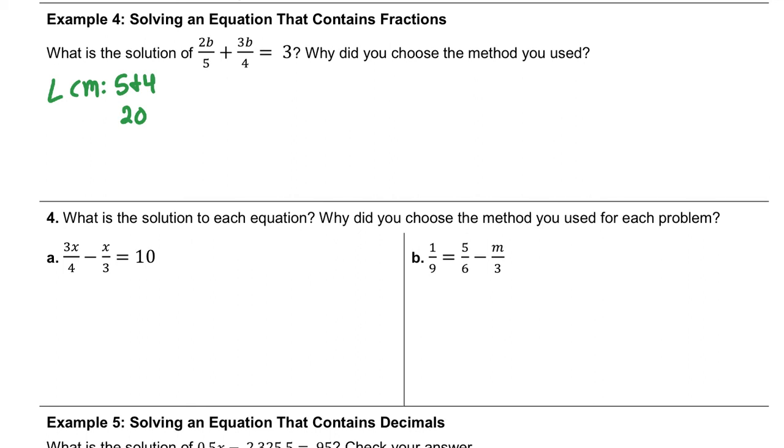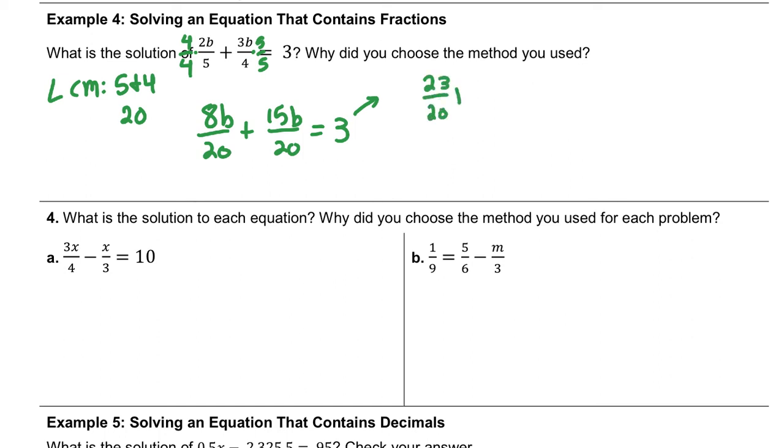So to get these to be like terms, or common denominators, for the first fraction, I'd have to multiply the top and the bottom by 4. Second fraction, I'd have to multiply the top and the bottom both by 5. So the first fraction becomes 8b over 20. The second fraction becomes 15b over 20. And that equals 3. So I'm going to, off to the side here, write these as combined like terms. 8 plus 15 is 23 over 20. And that's with b, equals 3.